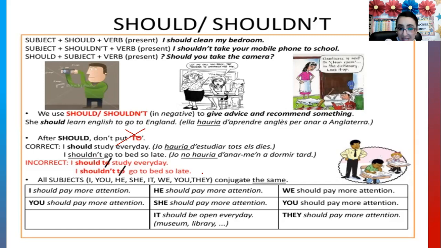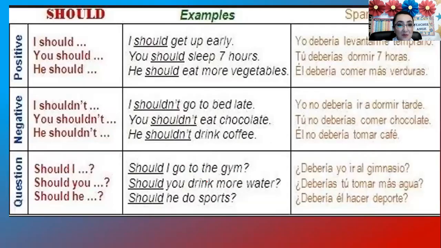I should pay more attention. He should pay. We should play. My sister should play. We are going to conjugate the verbs in the same way. Ya no le vas a poner la S. Never. Forget it, because should is going to be taking the control of the sentence. El should va a estar tomando el control de la oración. No necesitas ponerle S and nothing related with that. The conjugation is going to be the same one.